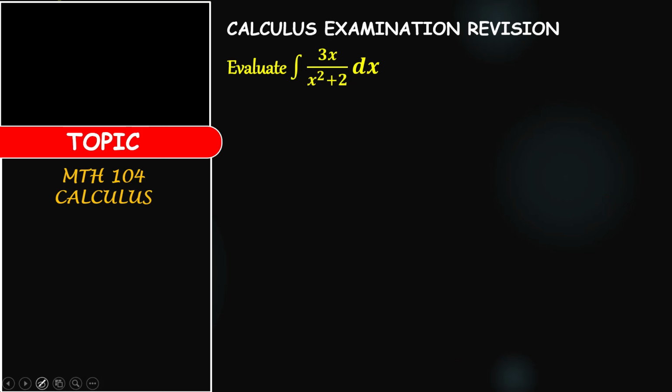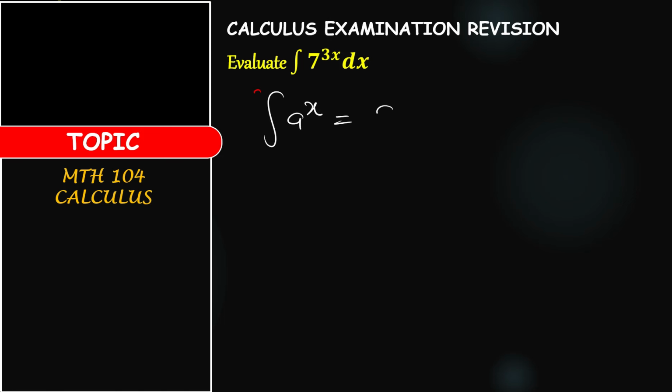Alright, let's see the next one. Integral of 7^(3s) ds. Now, I told you that whenever you have something like this, integral of a raised to the power of x, this is a raised to the power of x over natural logarithm of a. The reason it is like this is because the power here is x. When you differentiate x, it gives us 1. So this is supposed to be 1 times natural logarithm of a, but you cannot put 1 here because anything multiplied by 1 is still that same thing.